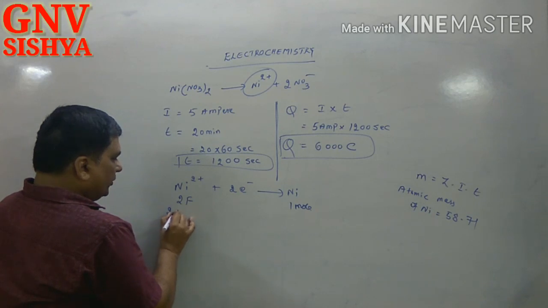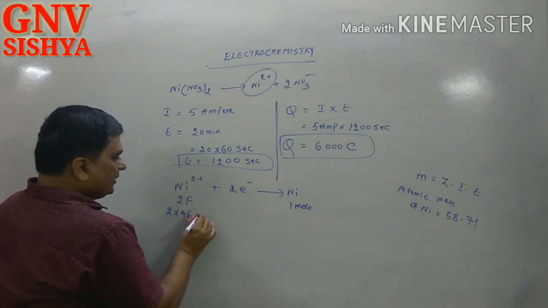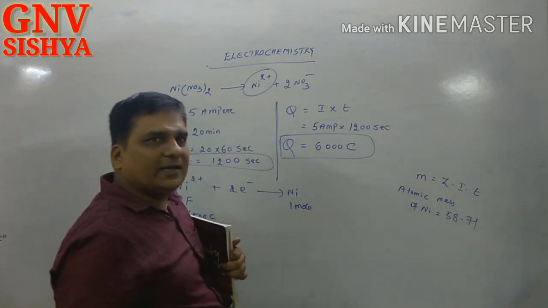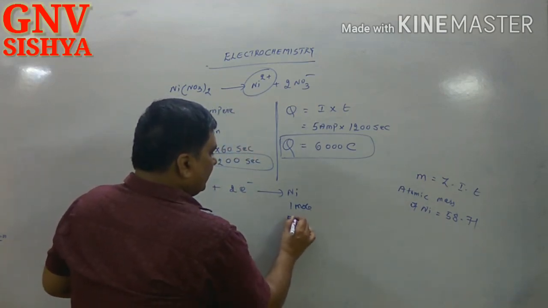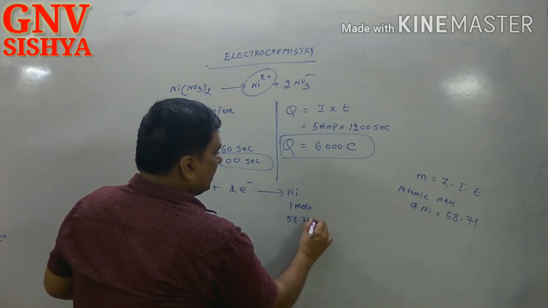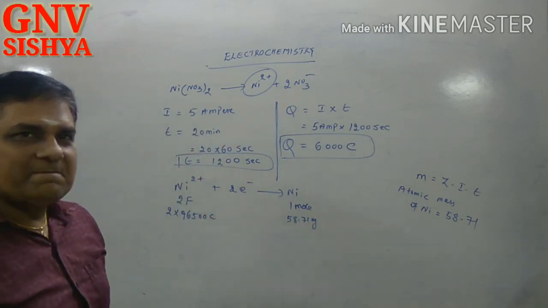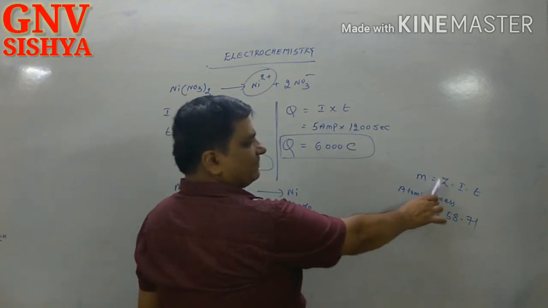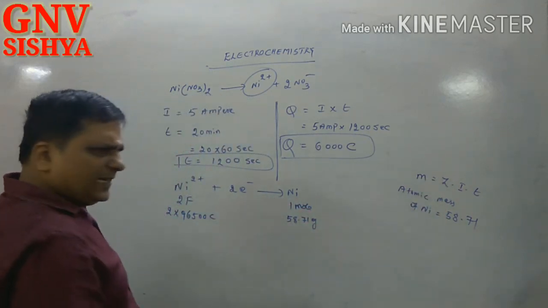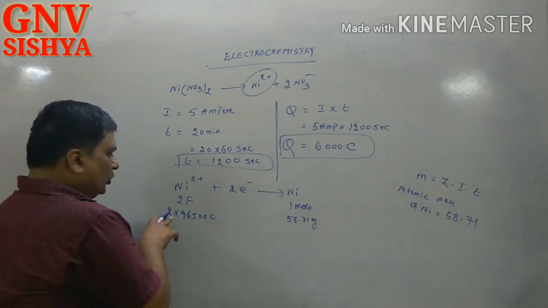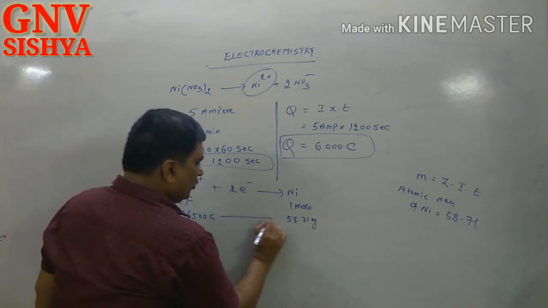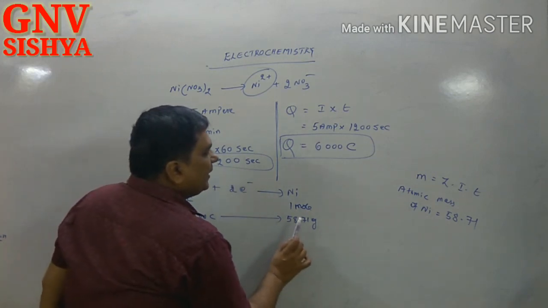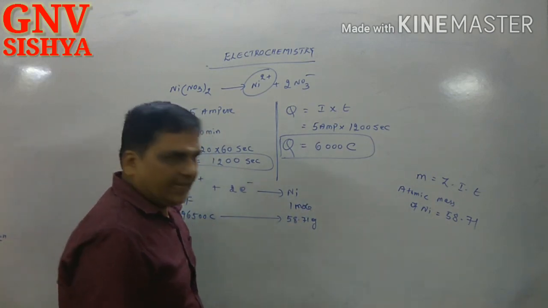2 into 96,500 coulombs will deposit 1 mole of nickel. How much? 58.71 gram. So 58.71 gram. Now you can know we are bypassing this. The answer is very clear. 2 into 96,500 coulombs of electricity deposits 58.71 gram of nickel.